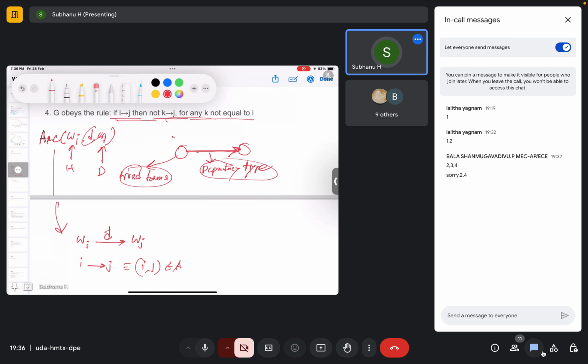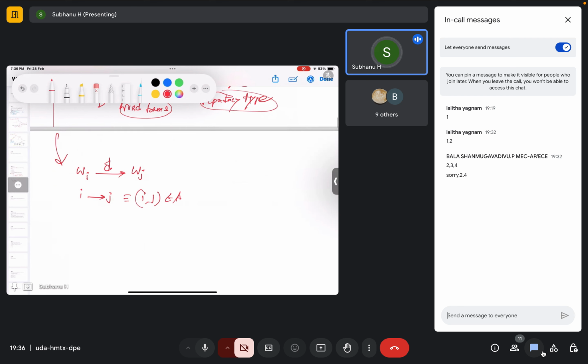Now, there we have some formal conditions on the dependency graph. What are the conditions? Conditions for the dependency graph. G is connected. That means for every node I, there exists a node J such that I tends to J or J tends to I.